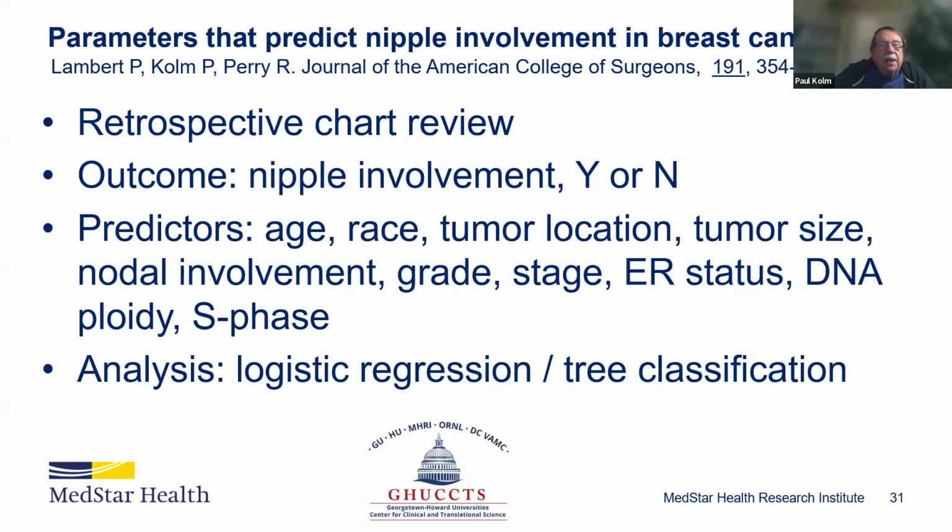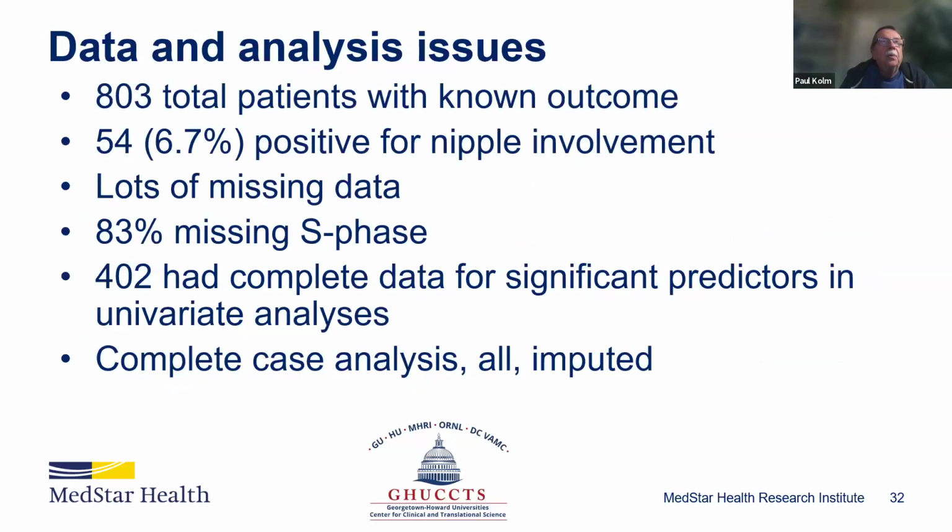In this case, as before, we are going to do a logistic regression, which I think was the analysis that was published. And then I did a tree classification to see how it compared to the logistic regression. We have a total of 103 patients that have known outcome.